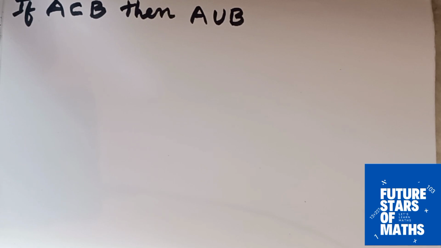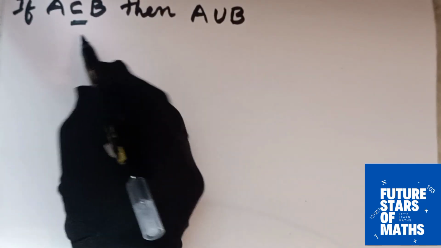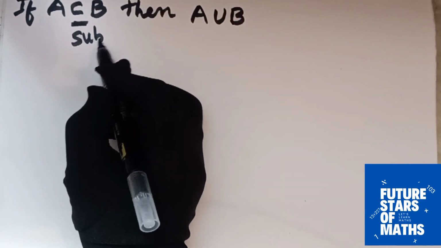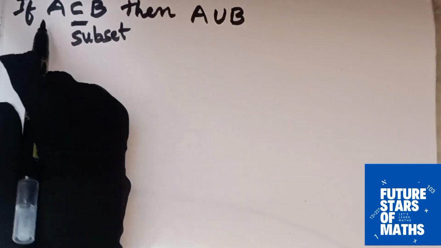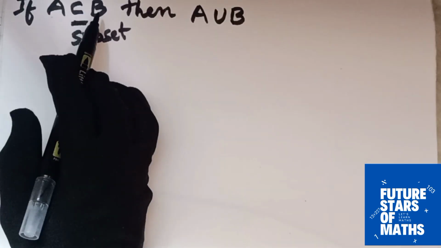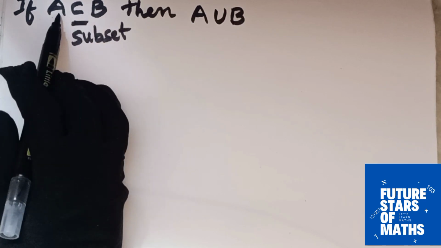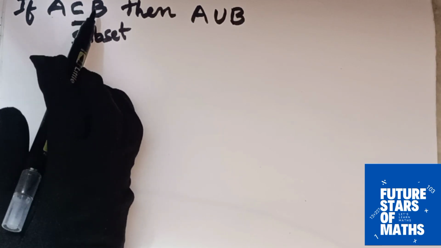To do this, first there is a condition given. What is the condition? A subset of B. What is the meaning of subset? Do you know, students? This sign is for subset. That means, the sets A and B, how are they related? The set B is big and A is small or equal to B.